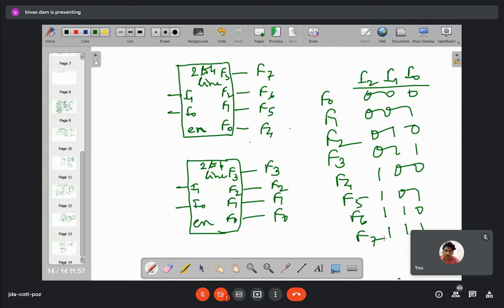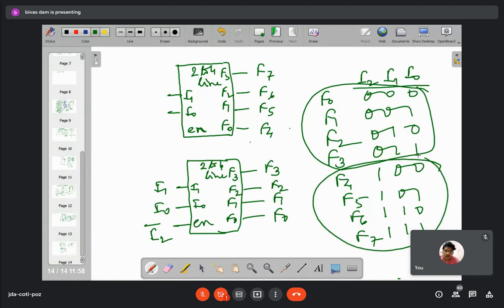So what I find from here is that my I1, I0 must be connected here. And what should get connected to the enable input? I2 bar. Similarly, for this one, I1, I0 must be connected, and I2 should get connected to enable. So now, using two 2 to 4 line decoders and one inverter, you can realize one 3 to 8 line decoder.